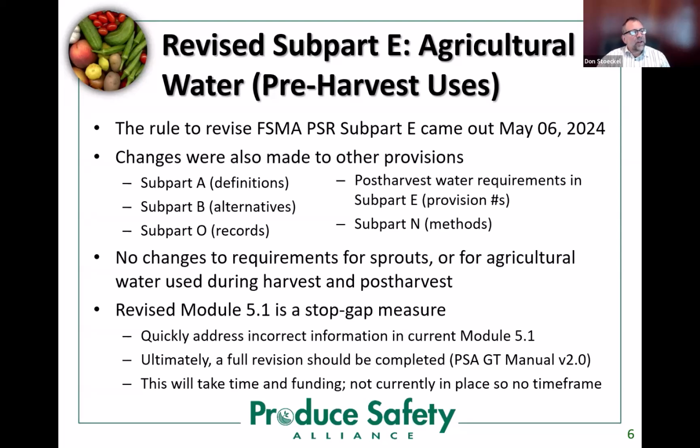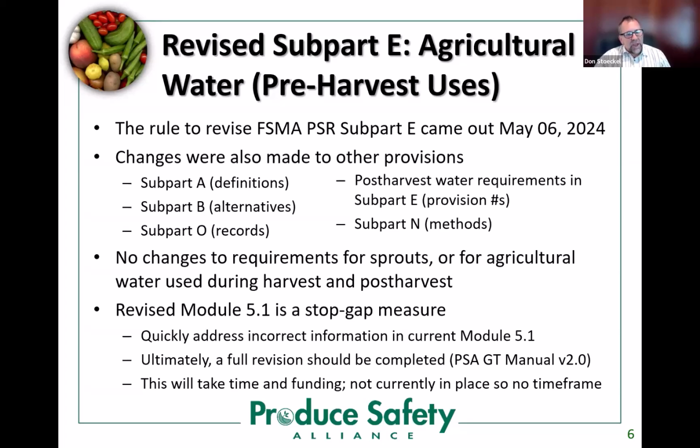In addition to those pre-harvest water uses, Subpart A gained two definitions. There's a requirement in Subpart B that changed. Some of the records requirements changed to reflect new provision numbers. The post-harvest water and sprout water requirements in Subpart E did not change in any substantial way, but their provision numbers did change. And also Subpart N, the one about microbial methods, changed. Again, there were no changes to the actual requirements for sprouts or for agricultural water used during harvest and post-harvest, but the provision numbers and some of the exact language did change.